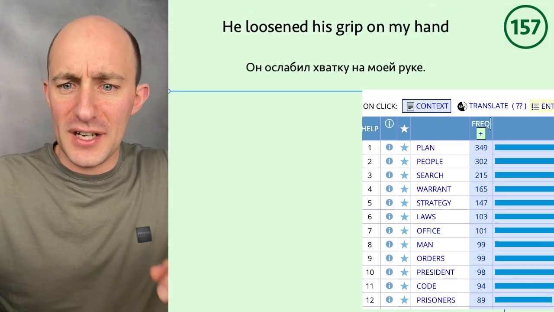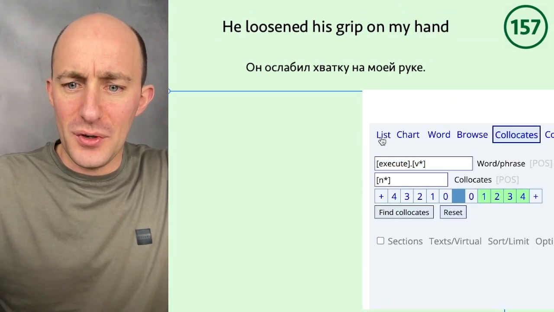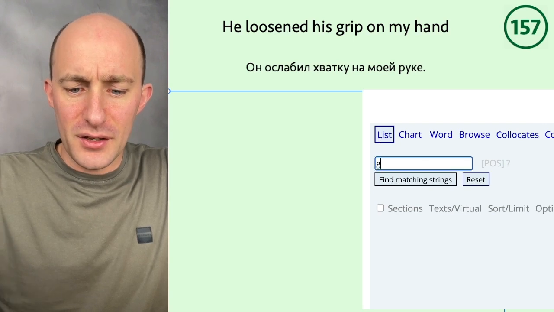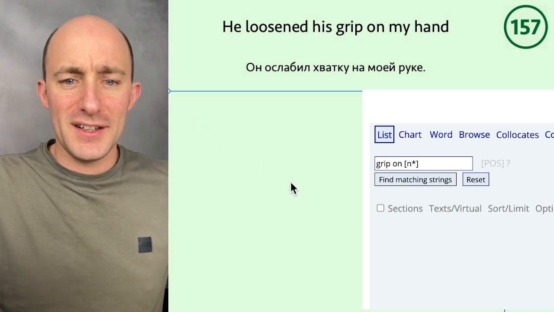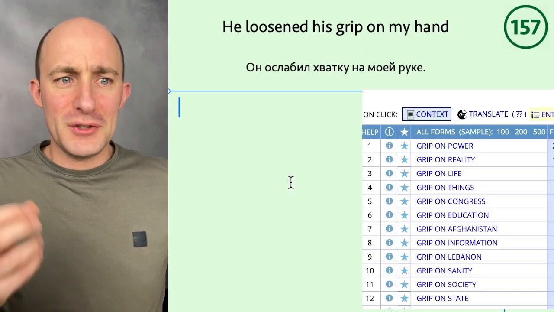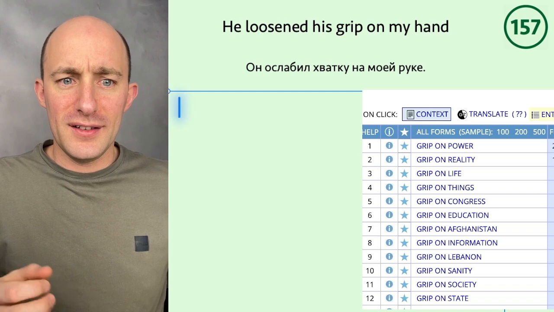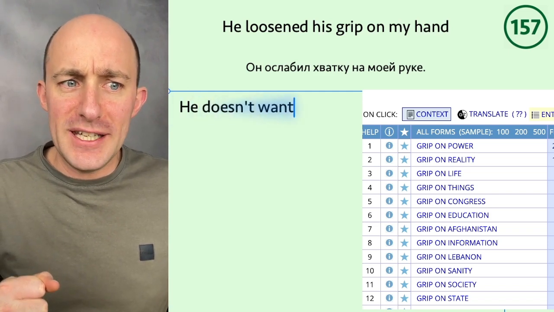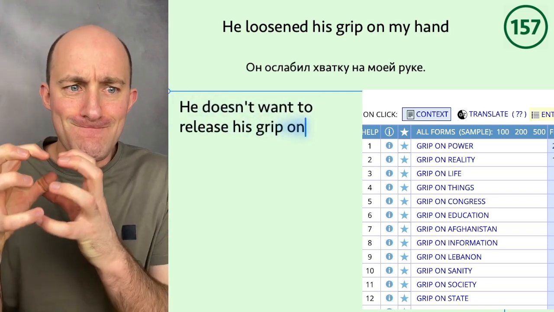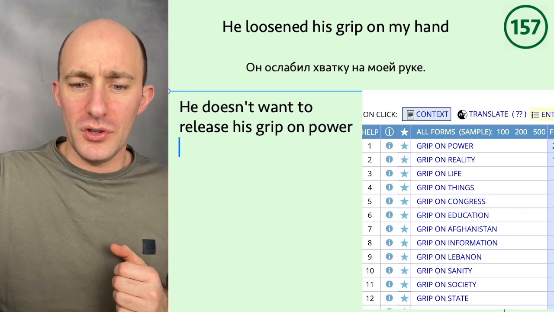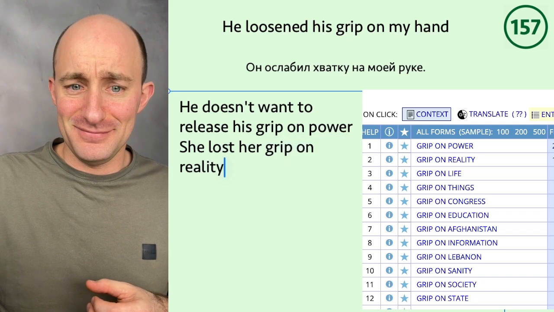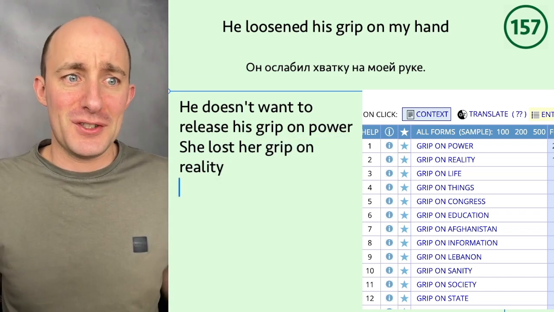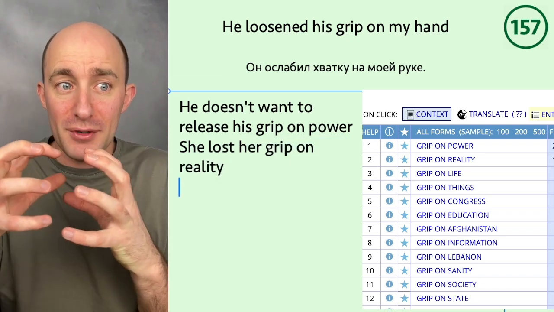And look what else we often have grip on. I think I know what words we'll get here. Grip on. Let's have a look. Yeah, we often talk about grip on power. He doesn't want to release his grip on power. Or she lost her grip on reality. Like, сошла с ума. She lost her grip on reality.